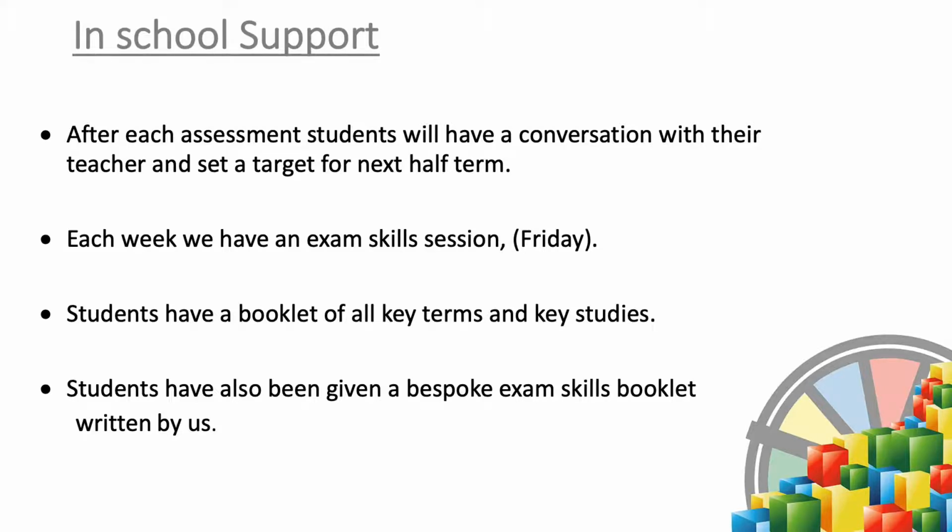Students also have a booklet of all the key terms in sociology, which we've been working through since the start of Year 9. And as soon as we finish social stratification, students should have a completed book to then be able to revise. As part of the GCSE course, students have 25 key studies that they need to learn about. Students have also been given a key studies book with those 25 key studies in to help them learn that and to be able to apply that when they do the longer answer questions.